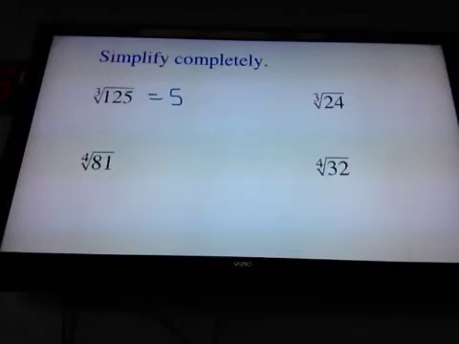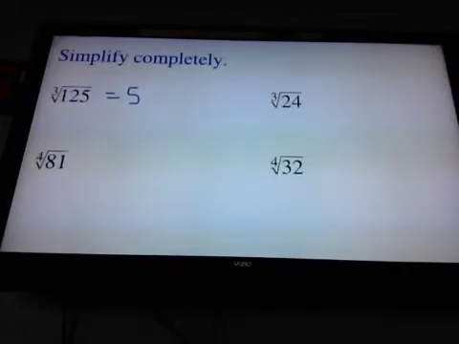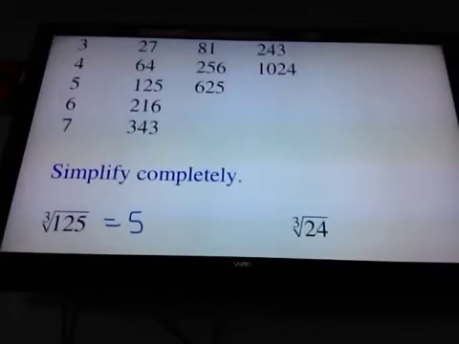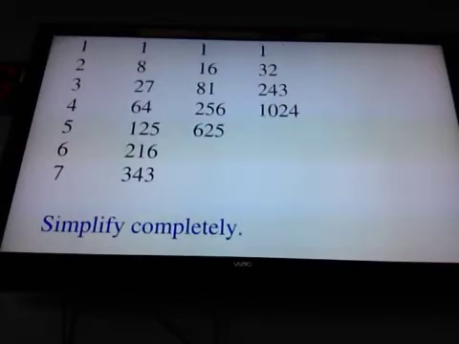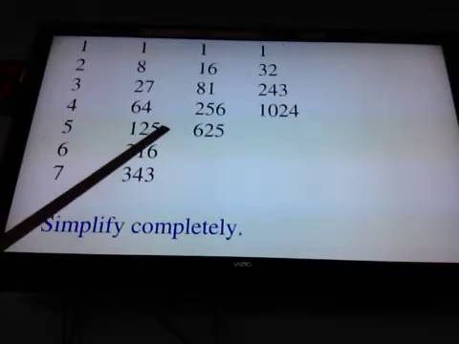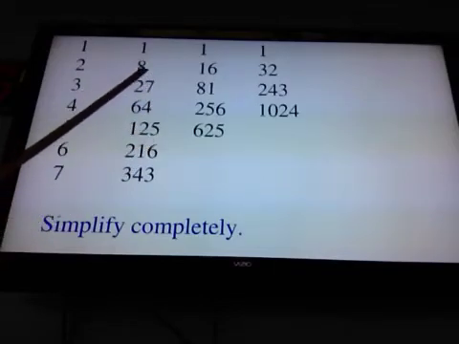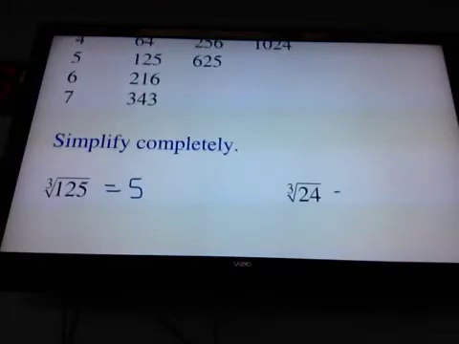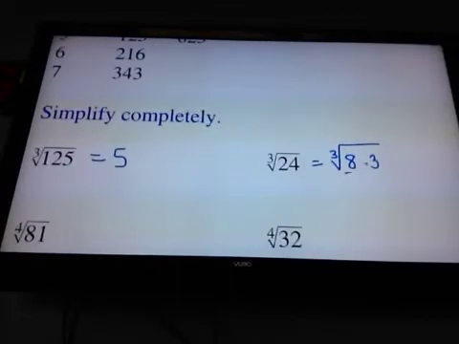So like the next one here, the cube root of 24. So I'm looking for a number that divides into 24 that is a perfect cube root. So I'm going to go back up to my chart here. So I'm looking down this column right here. And 8 divides into 24. So 8 is the factor I'm going to use. So I'm going to break this into the cube root of 8 times 3. And then my cube root of 8, that's a perfect number. That's 2. And then I'm left with cube root 3.